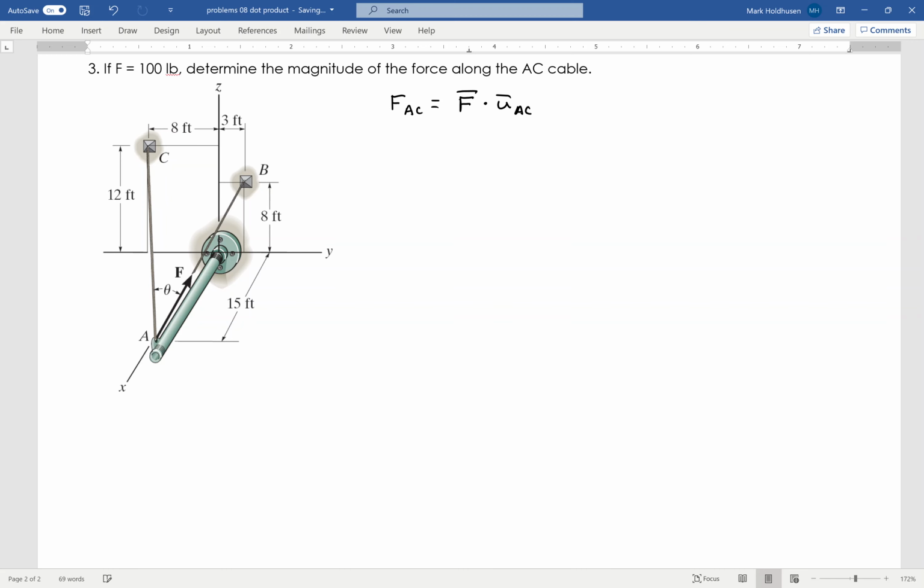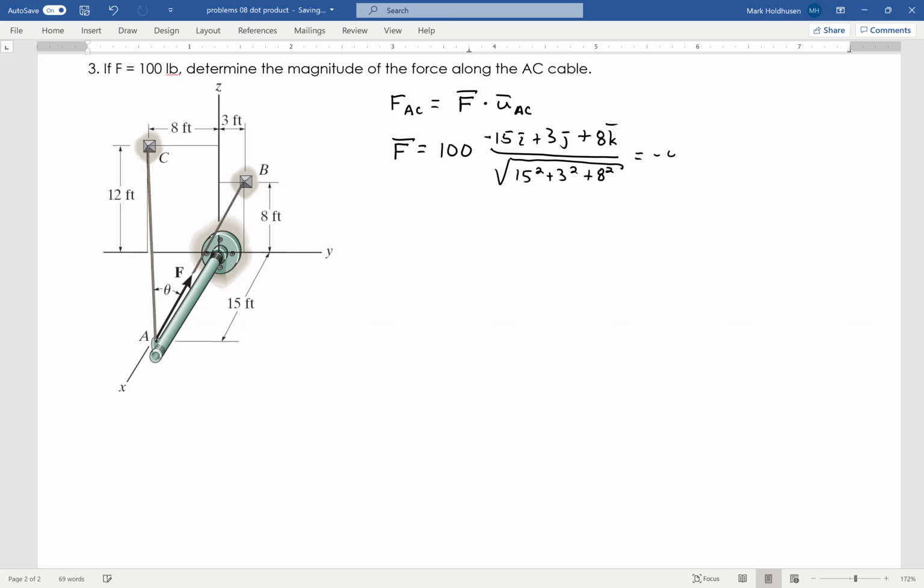So the first thing I need to do is write my force in Cartesian form, which is going to be 100 pounds times the position vector, which would be minus 15i plus 3j plus 8k. And I'm going to divide that by the square root of 15 squared plus 3 squared plus 8 squared. Again, that's just writing that force in Cartesian form by taking the magnitude times the unit vector, which is the position vector over its magnitude.